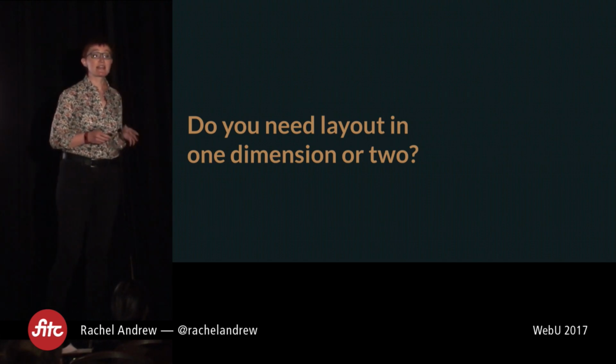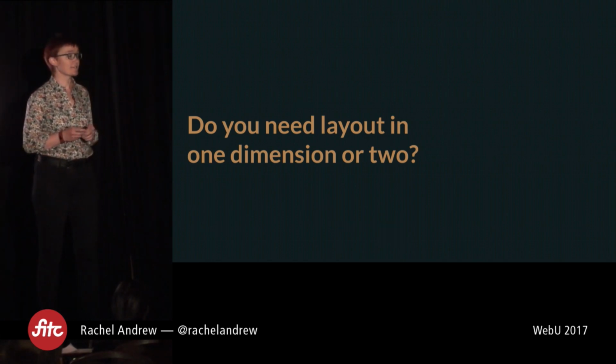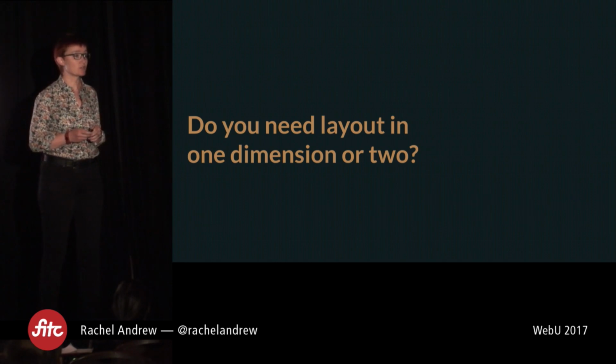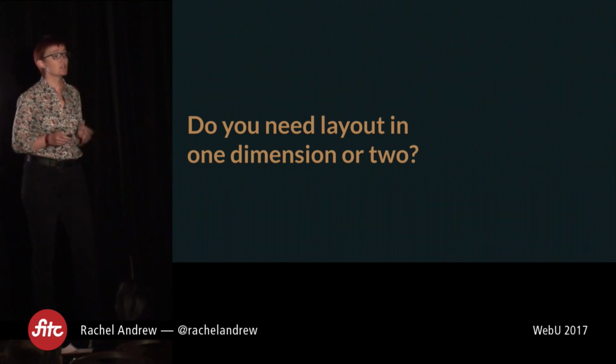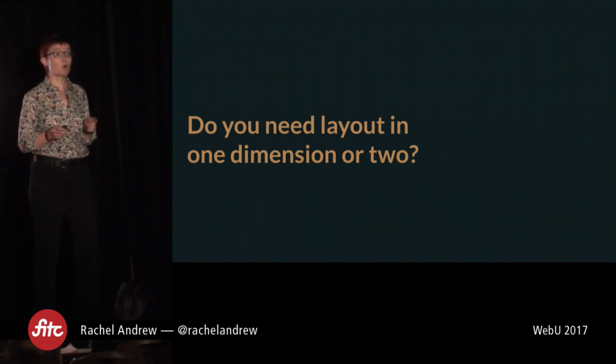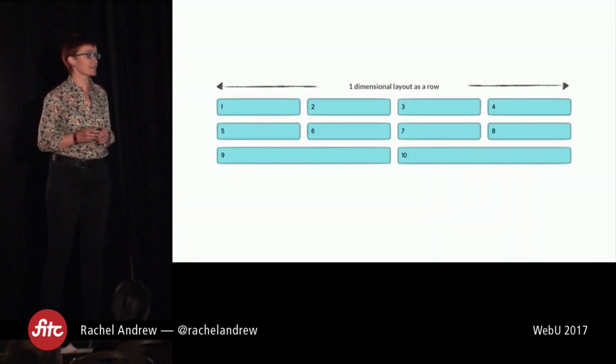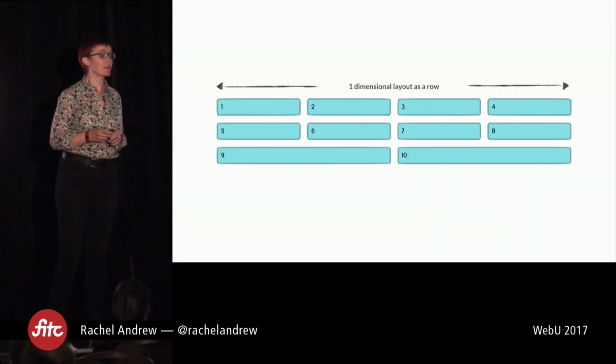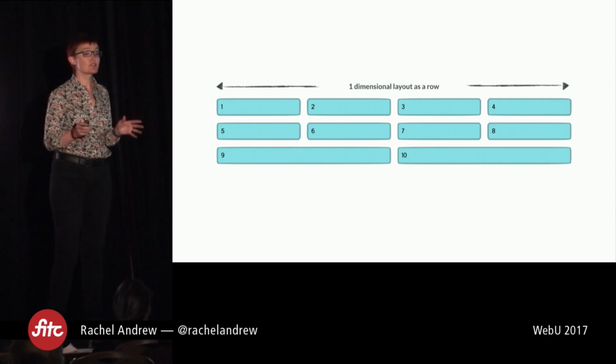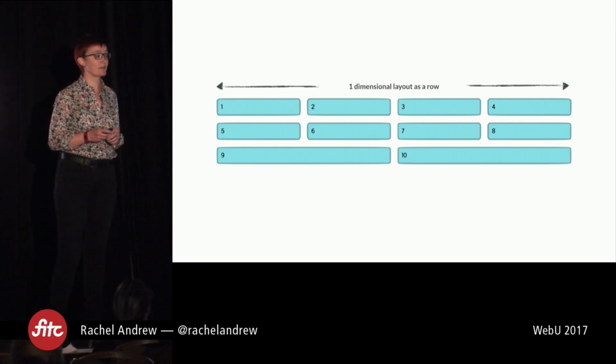Flexbox has been designed as a one-dimensional specification and grid as two. One-dimensional means, do I want to lay something out as a row or as a column? Whereas two-dimensional is, I'd like to lay these things out in rows and columns at the same time. So here's a quick example. This is a flex layout. Now this would grow and shrink to distribute content according to the available screen width.